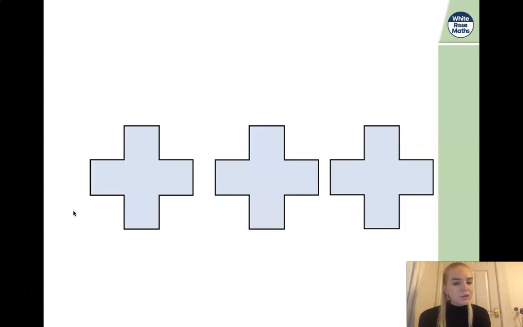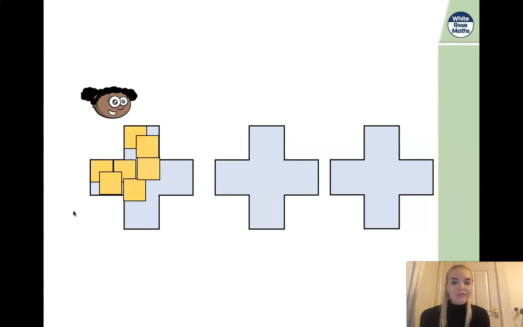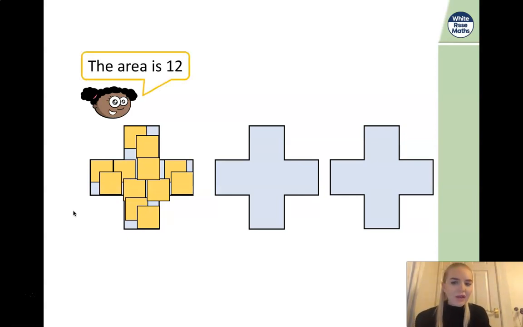Okay, we've got some more shapes here, and I've got 3 people who are all going to show you how they think they're going to calculate the area of this shape. Your job is to be a detective, and your job is to find out which one is wrong, or which 2 are wrong. Now, the first person is filling in lots of squares, so she's using squares. And she's found that the area is 12.